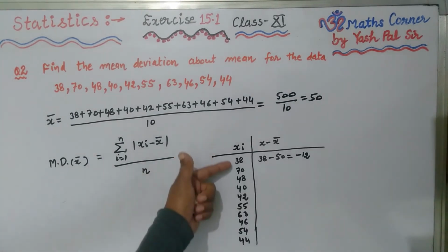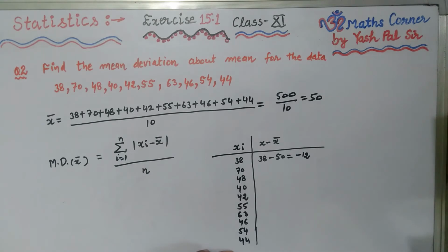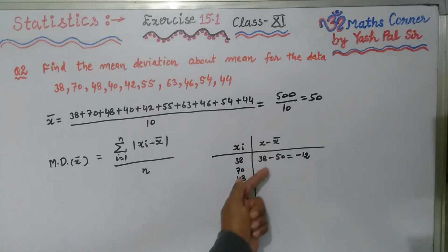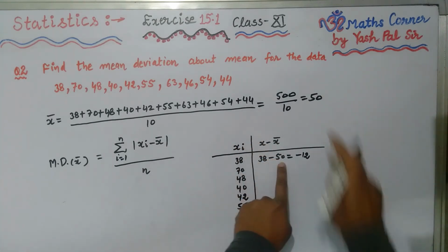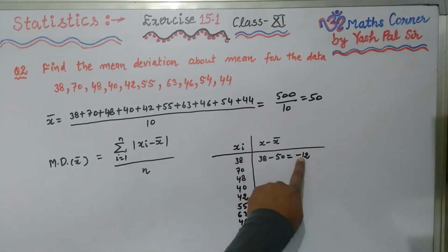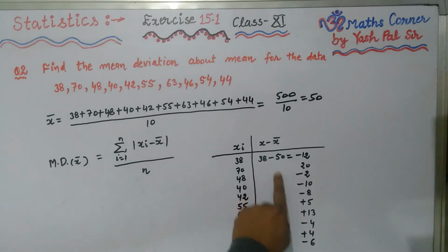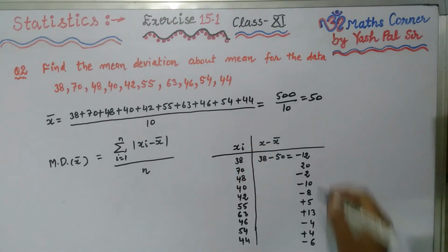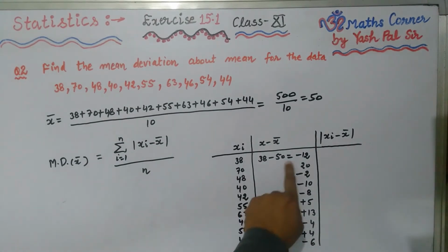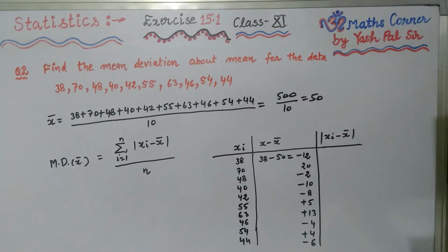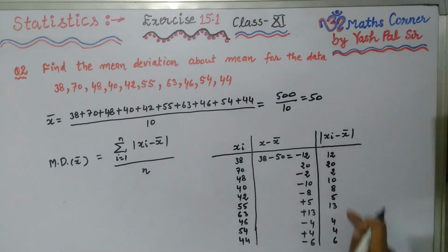First of all, we write all the observations here in the first column. Then x minus x bar: 38 minus x bar, which is 50, is equal to minus 12. Similarly for the other observations. This way, we have written all the values of xi minus x bar. Now we take the modulus, so all negative terms also become positive. And the sum of all these terms is 84.